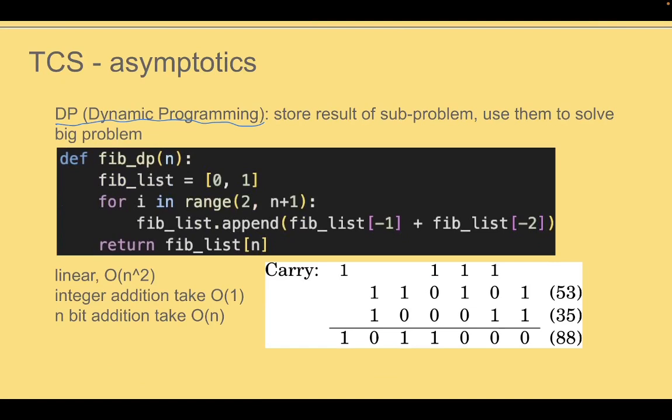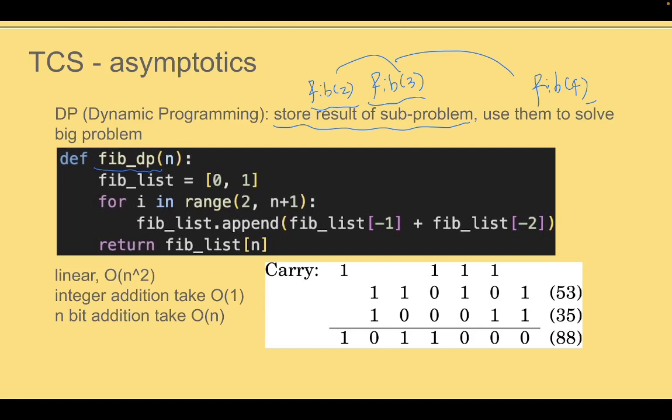So what is dynamic programming? Basically we store the result of subproblems, then we use the results of subproblems to calculate the big problem, right? For example, the subproblems are fib2 and fib3. We store the results of fib2 and fib3, and we can use them to calculate fib4, right? Let's see the algorithm.